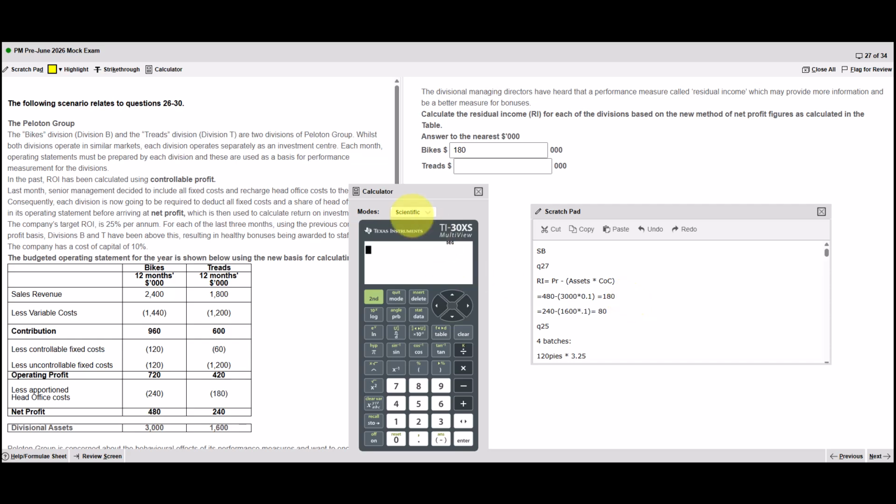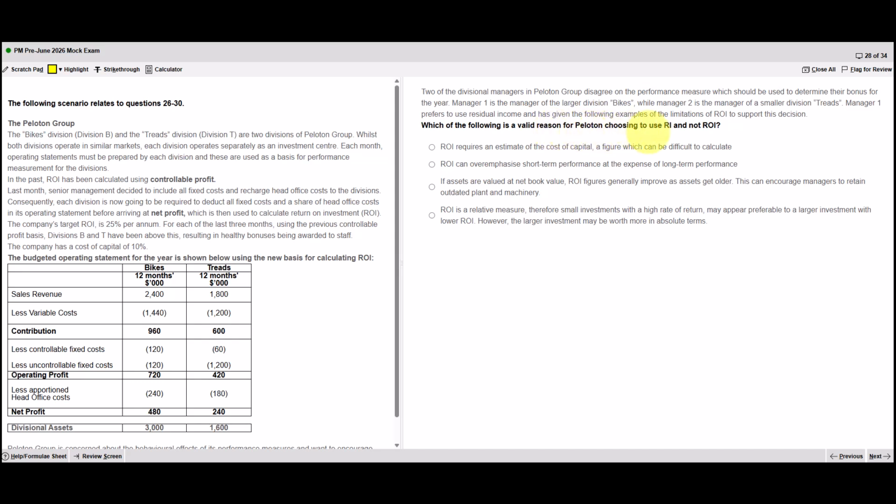So that's 80. Which of the following is a valid reason for choosing RI, not ROI? Two of the divisional managers disagree on the performance measure which should be used to determine their bonus for the year. Manager 1 is the manager of the larger division, Bikes, while Manager 2 is the manager of Treads, the smaller division. Manager 1 prefers to use residual income and gives the following examples of the limitations of ROI to support this decision. First, ROI requires an estimate of the cost of capital, a figure which can be difficult to calculate.